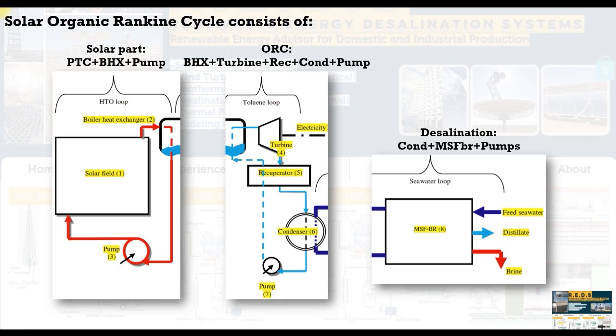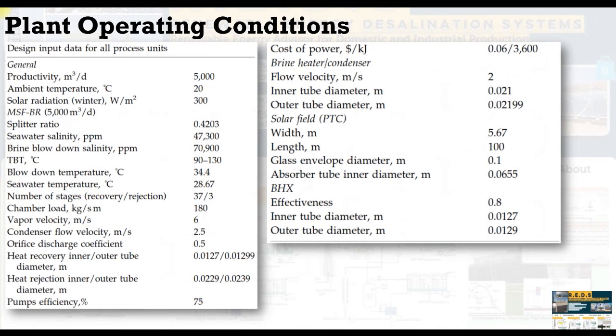The main operating condition is that we're going to desalinate 5,000 cubic meters per day. Solar radiation, I will consider for winter. It's up to you to change these operating conditions. Spillover ratio for brine recycle. We are not going to talk about the multi-stage flash, because we already did a video about this before. Top brine temperature from 90 up to 130 at the maximum, in order to avoid scale effects and salt on the tubes. Blowdown temperature at 34. We are going to discover this dynamically, changing this and seeing the effect on gain ratio and other design aspects you can deal with.